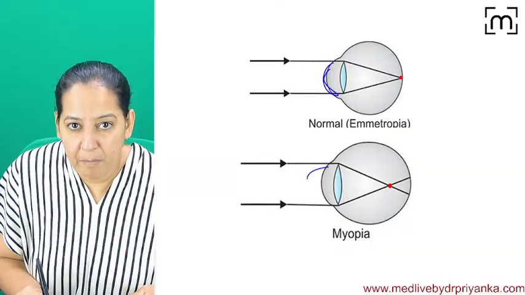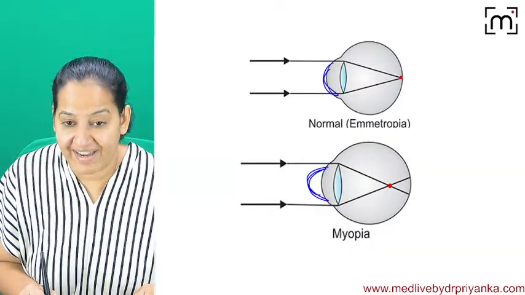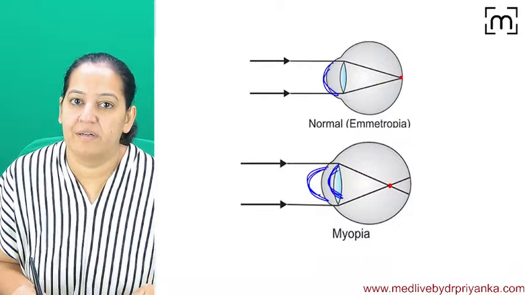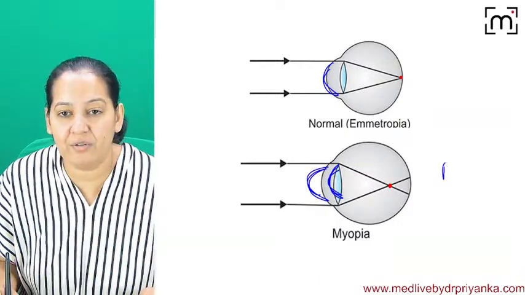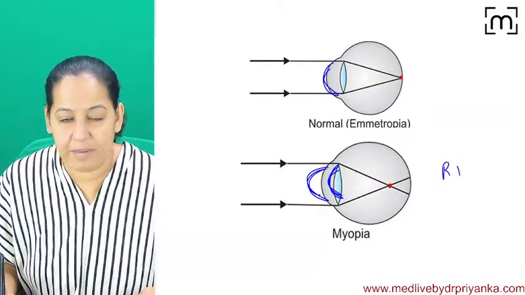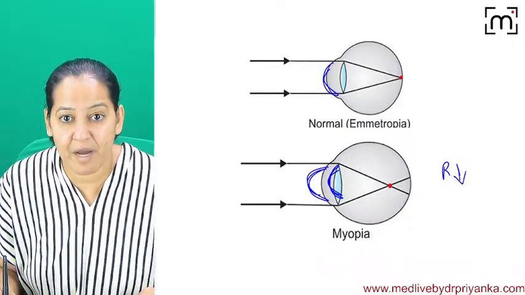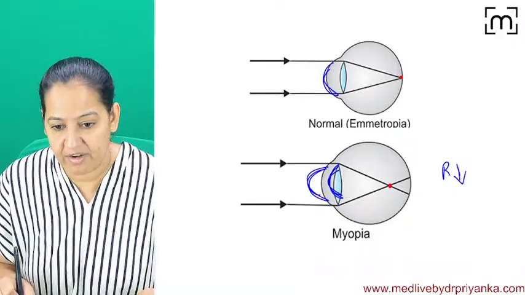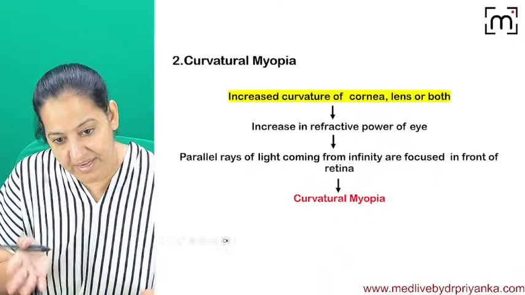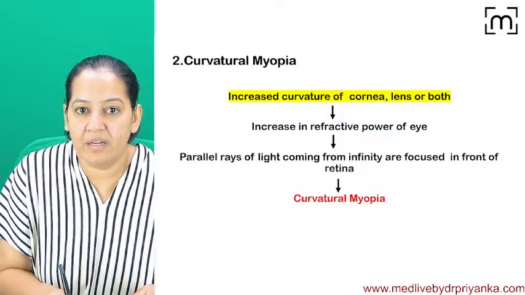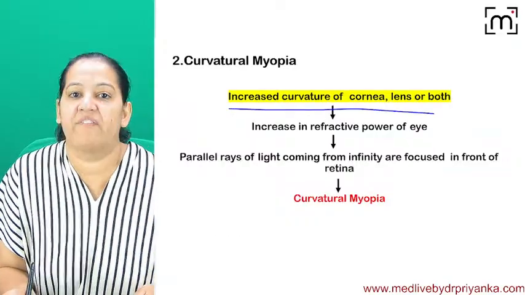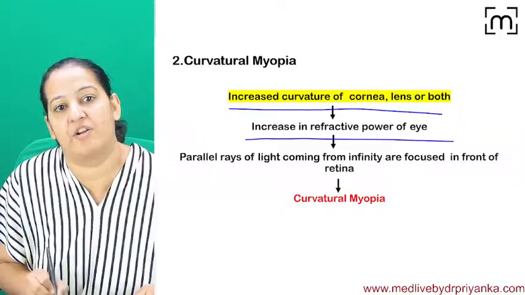Here the cornea becomes more curved, not flat. The lens also becomes more curved. Okay, here curvature is increased. Radius of curvature is increased. I'm sorry, radius of curvature is decreased. Because if you form a full sphere, the radius of curvature is less. So curvature is increased, but radius of curvature is less. So that will lead to increased refractive power of the lens.